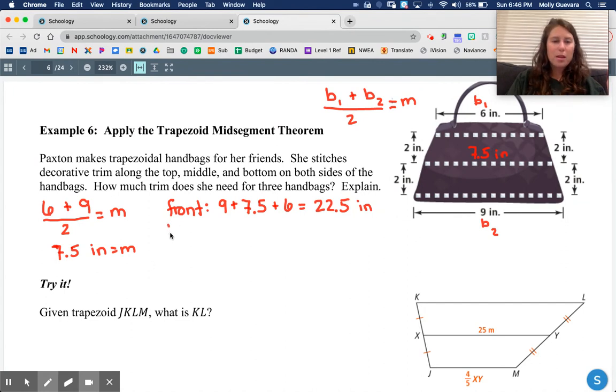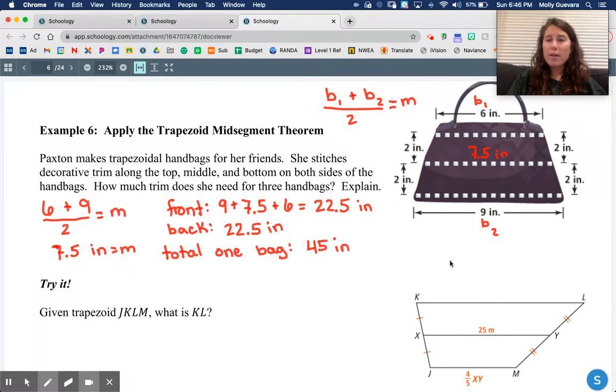Okay? Then the back should be the same thing, right? So 6 inches along the top, 7.5 inches in the middle, 9 inches on the bottom. So the back should also be 22.5 inches. Okay, so that means that the total for one bag is 22.5 plus 22.5, which is 45 inches. So she will need 45 inches of trim for one handbag. But the question is asking how much trim does she need for 3 handbags. So I'm just going to have to multiply that by 3.